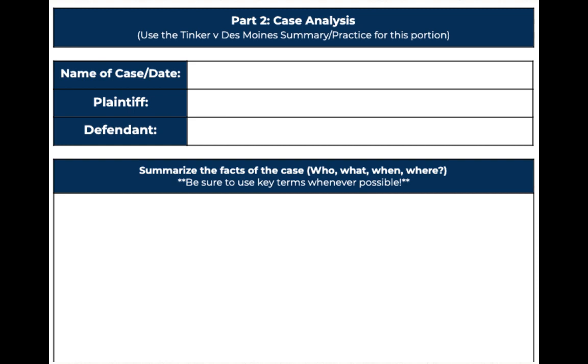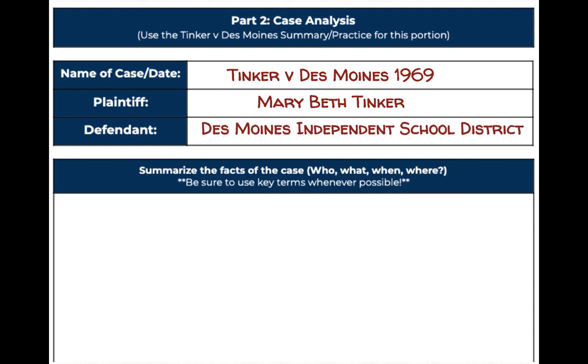All right, so first and foremost, the first box, name of case and date. You know this, it's Tinker versus Des Moines, and the date is 1969. Plaintiff, remember that is the person raising the complaint. That's Mary Beth Tinker. And the defendant on the other side, that is the Des Moines Independent School District. My goodness, those are all answers that you can copy right from this video.